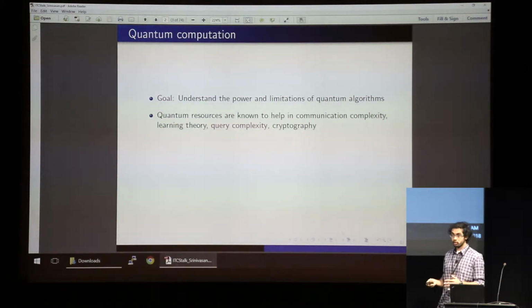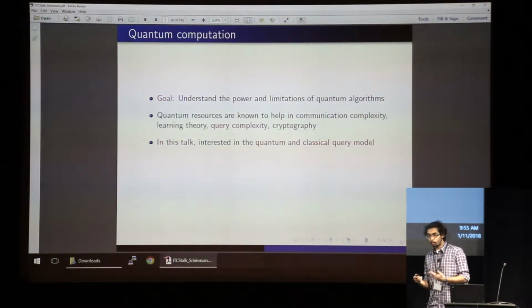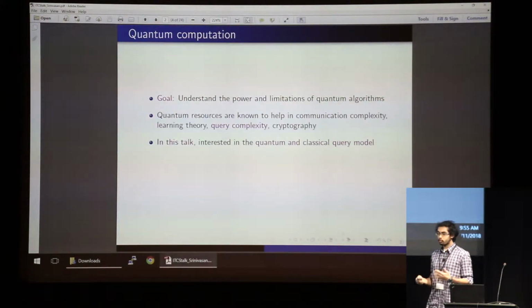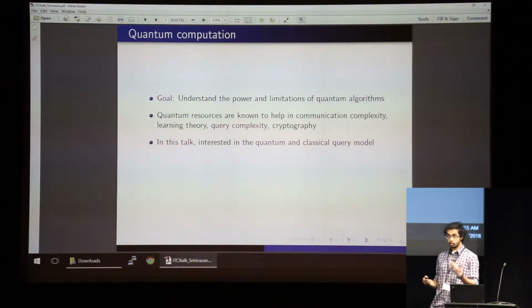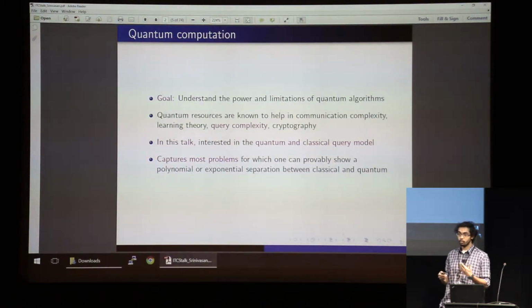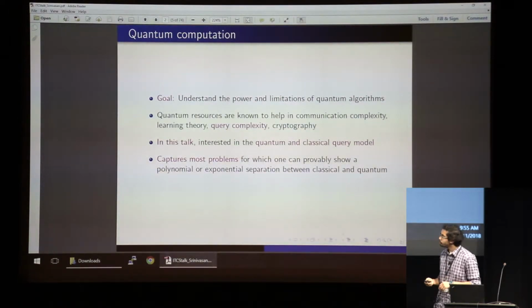But in this talk, I'll be focusing on query complexity. In particular, I'll be talking about the classical quantum query model. Why do I look at query complexity? It's because the first two breakthroughs in quantum computing, that is Shor's polynomial time factoring algorithm and Grover's search algorithm, are essentially query algorithms. And in fact, the query model captures problems for which you can show an exponential separation between the quantum and classical model. So let me dive into the query model.